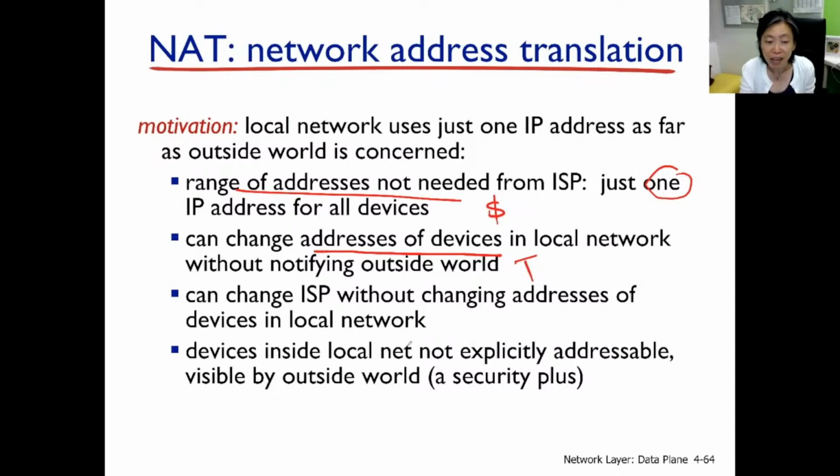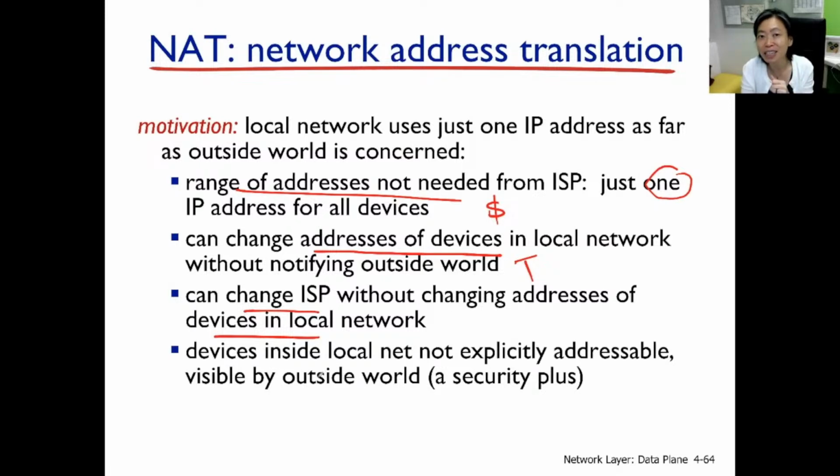Third benefit: if the ISP is not providing good enough service, we can actually switch to a different ISP, and the IP addresses we have on the local machines, we don't have to reconfigure them. We just stay using the same fake subnet address, fake IP addresses.